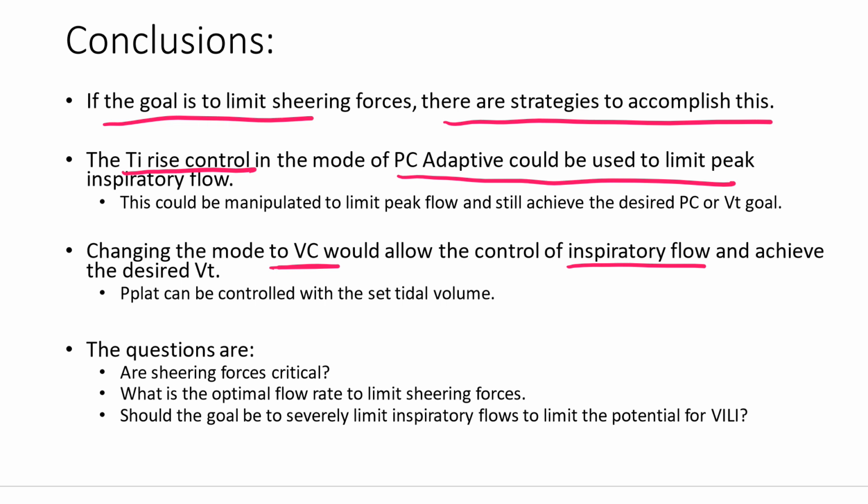So the big questions I'm proposing are: are shearing forces the critical component of ventilator-induced lung injury? Maybe we should take a look at that. Maybe we should set up some studies to decrease inspiratory flows and study the effects on those shearing forces. What is the optimal flow rate? Maybe we could distinguish what that is with more complete studies. If the goal is to severely limit inspiratory flows, we could then determine maybe if doing that reduces the potential for ventilator-induced lung injury.